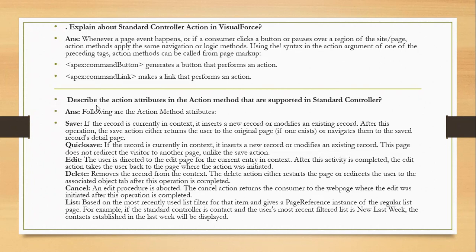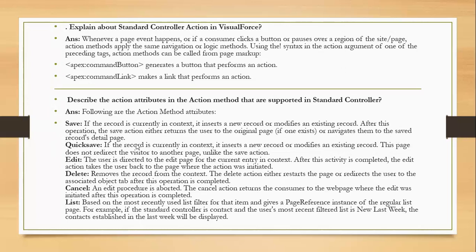Next question: describe the action attributes in the action methods that are supported in the standard controller. Following are the action method attributes. Save: if the record currently in context is new, it inserts the new record, otherwise it modifies the existing record. After this operation, the save action either returns the user to the original page or navigates them to the saved record's details page.